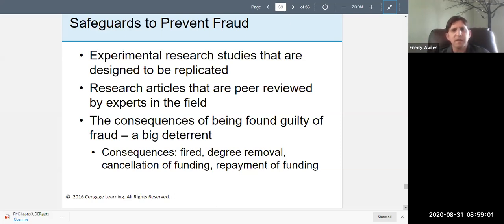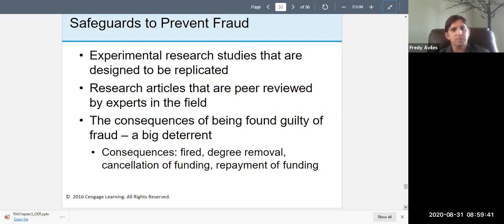Safeguards to prevent fraud. How do we prevent fraud? Experimental research studies are designed to be replicated. When you do experiments, there's a way in which it's written. It describes how it was done and what you found. Other researchers can actually try to replicate your study, do it in a similar way, and see if they find the same thing. If you're the only one who found a certain result, and a bunch of other studies find something different, then that means what you did maybe wasn't done right, or maybe you faked it. That might be a hint that this person is probably not being honest, okay?